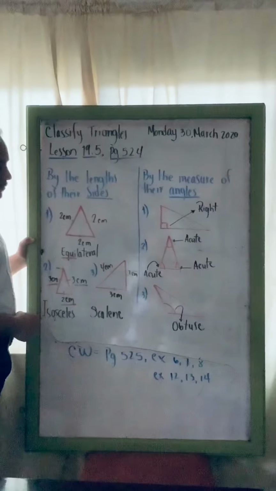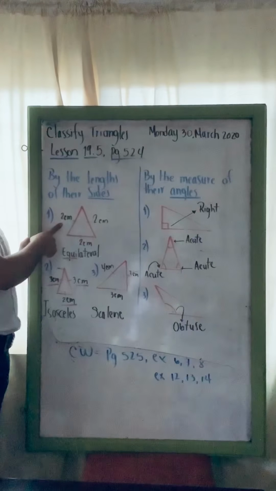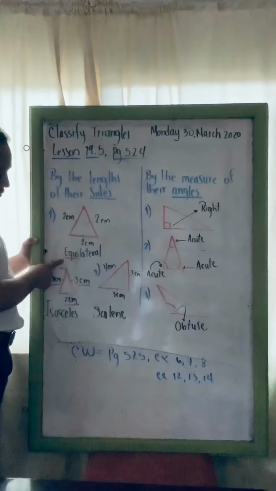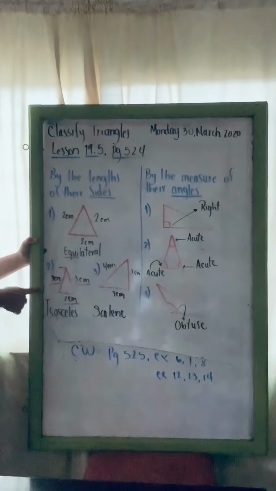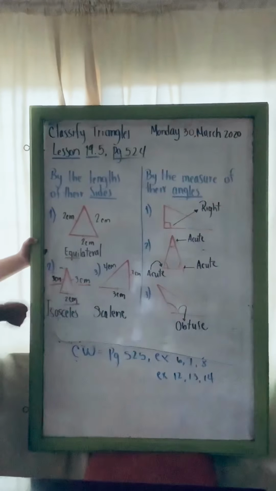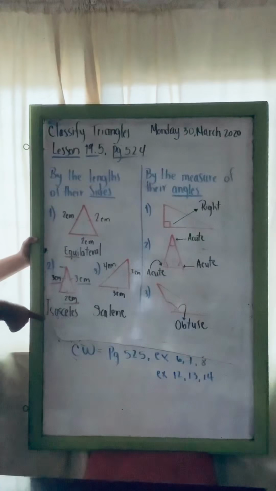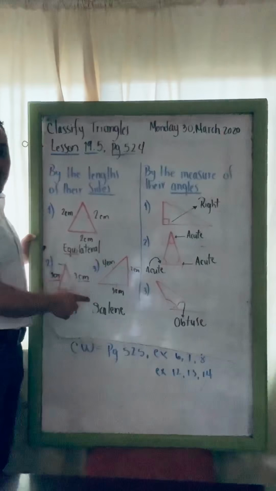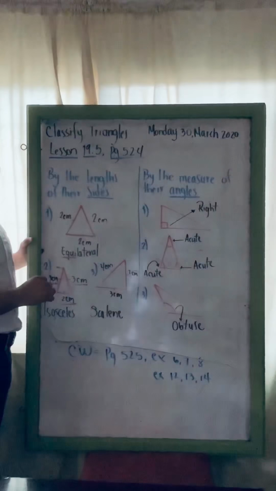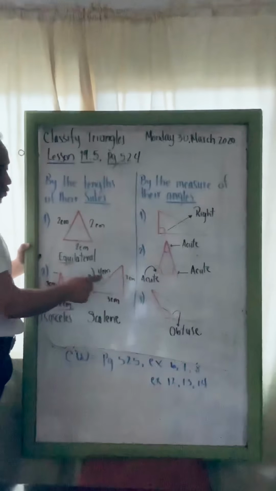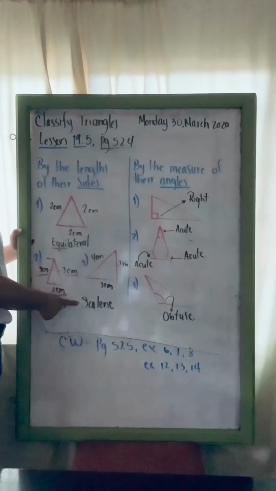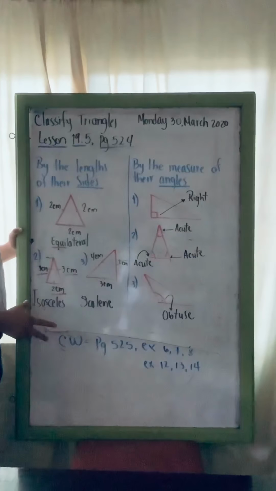Reviewing them all, a triangle with 3 equal sides is an equilateral triangle. A triangle with only 2 equal sides is called an isosceles triangle. And number 3, a triangle with 0 equal sides, for example this one, 4, 2, and 3 centimeters, is called a scalene triangle. I hope you have it clear.